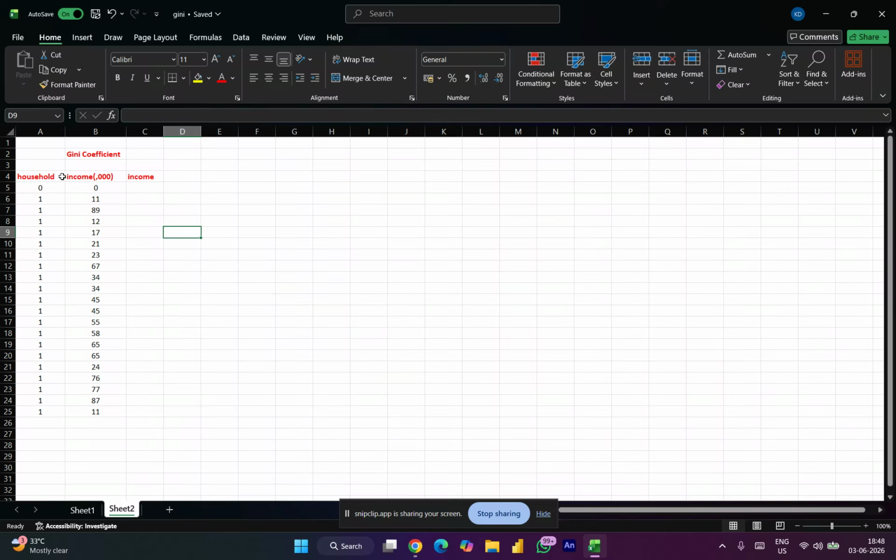Today, I am going to show how Gini coefficient can be calculated using Excel. Suppose we have surveyed 20 households, and we got this information. That is the income of 20 households in thousands, though it is given in a haphazard way. But our first task is to convert this into ascending order.